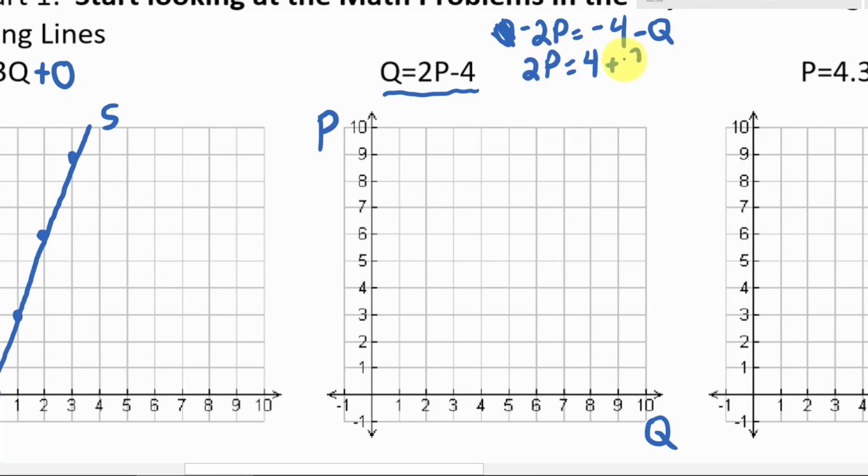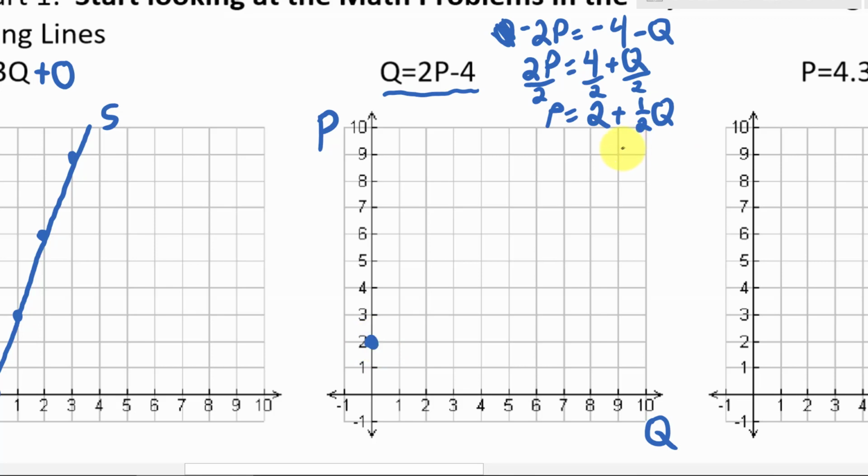4 plus a Q. And then we just want that as P, not 2P. So divide both sides by 2. And that's going to leave us with P equals 4 over 2, which is 2, plus Q over 2, which we could also write as 1/2 Q or 0.5 Q. So now this is a little easier to graph. We see it has a positive slope. We see it has a y-intercept of 2 and a slope of 1/2.